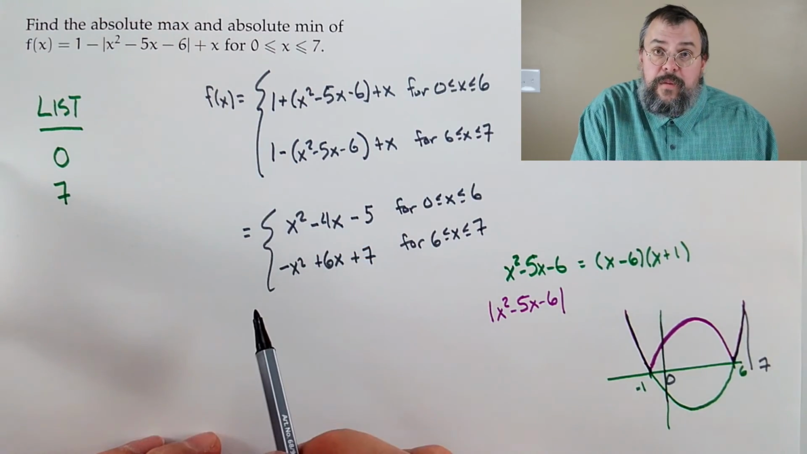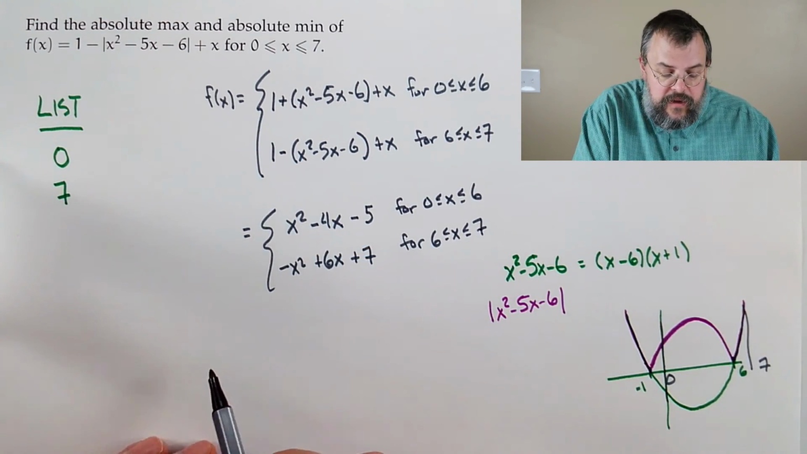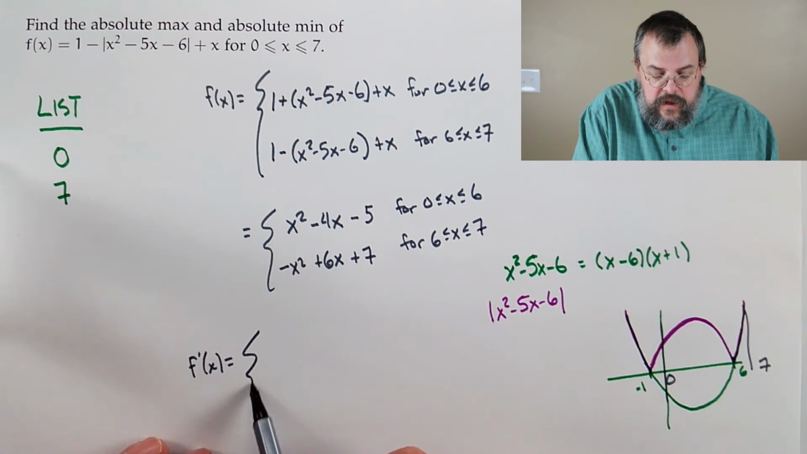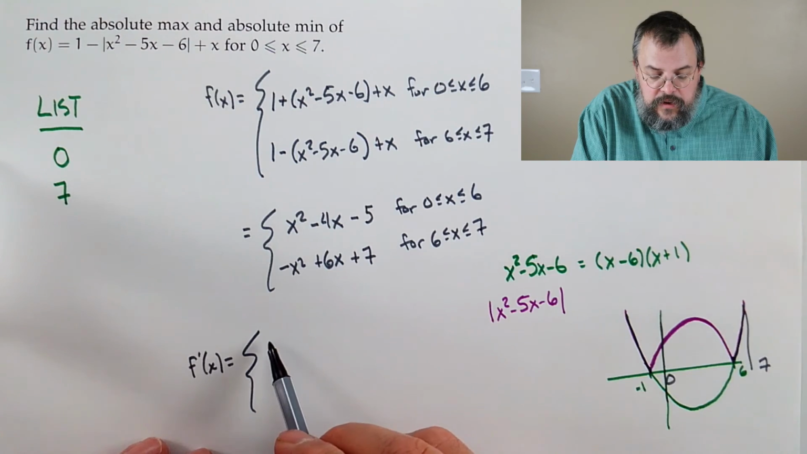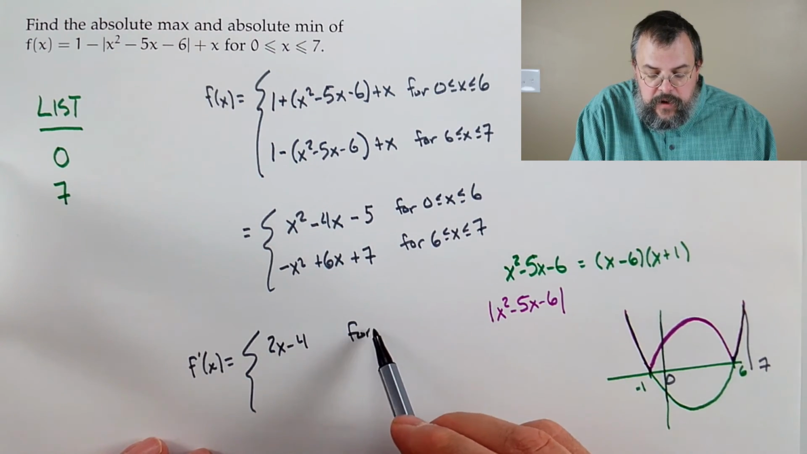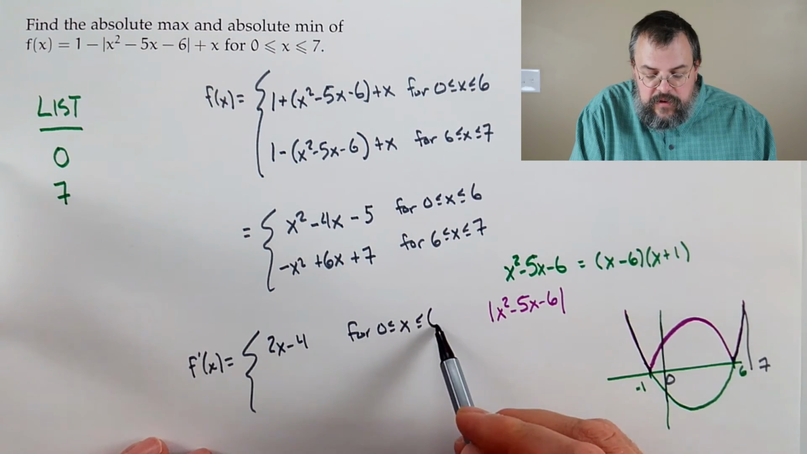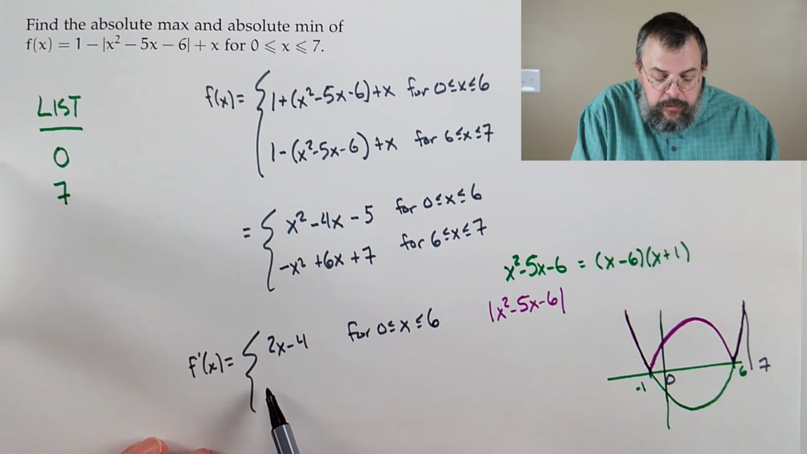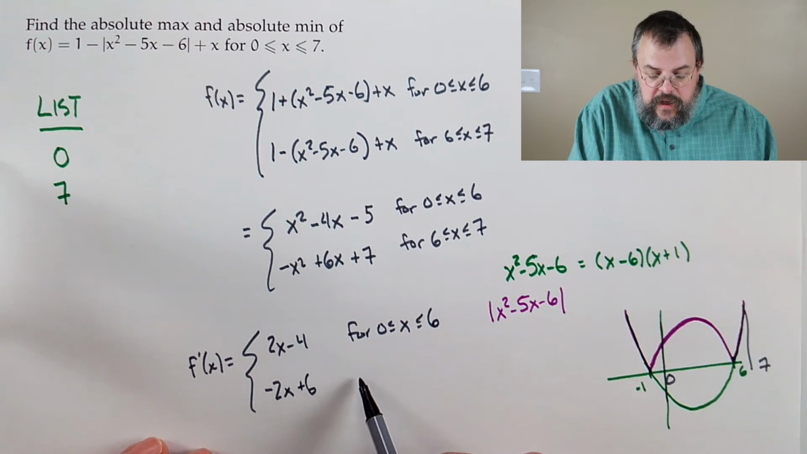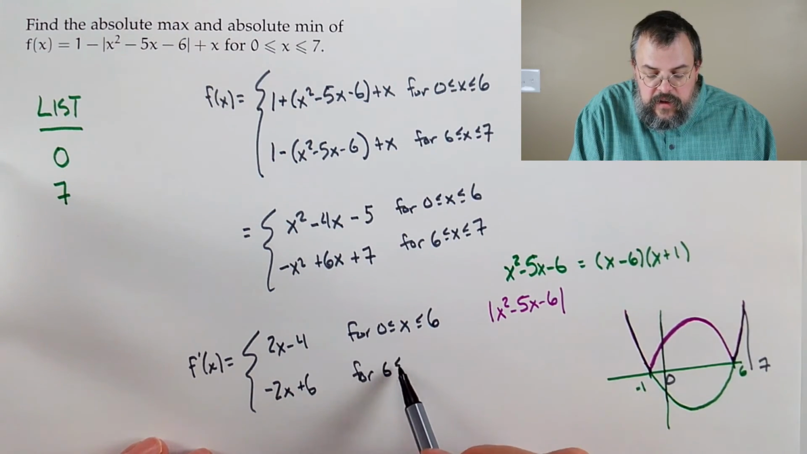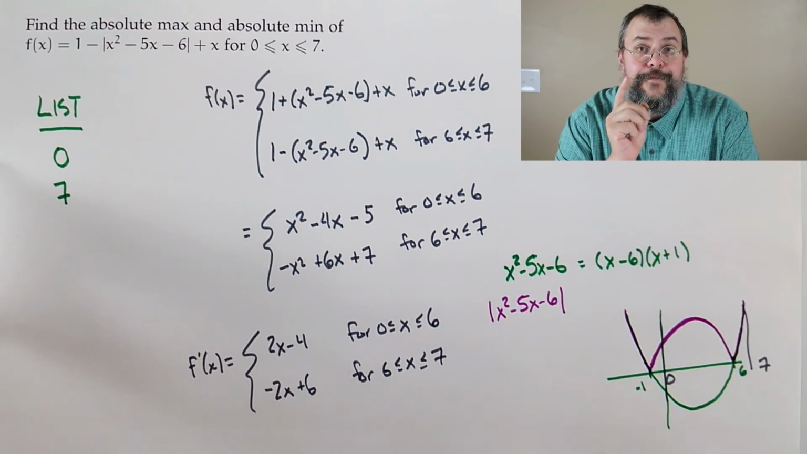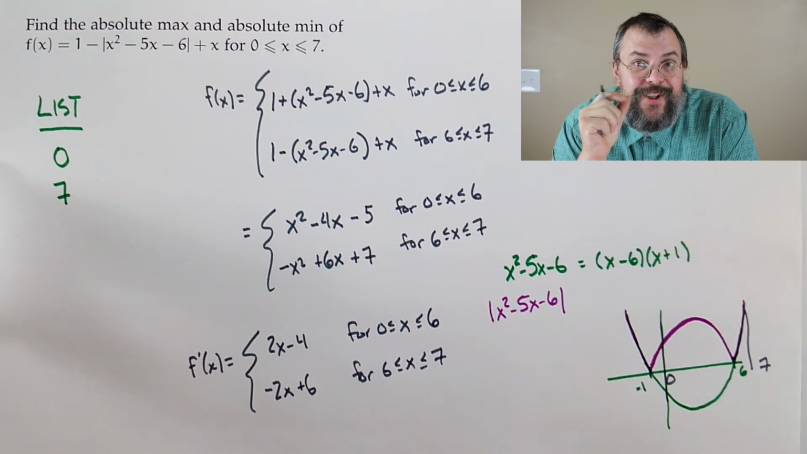Now, if our function is piecewise, our derivative is piecewise. So, f prime of x. Well, just take the derivative of each piece. 2x minus 4, and that will be for 0 less than or equal to x less than or equal to 6, and minus 2x plus 6, and that'll be for 6 less than or equal to x less than or equal to 7. Okay, I've told a small little lie.